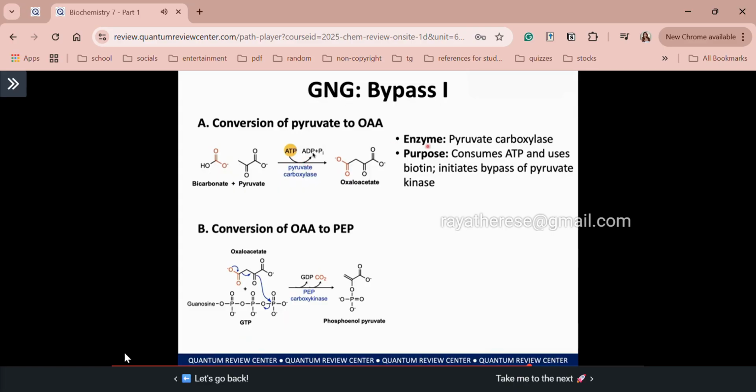Yes. So again, it consumes ATP and uses biotin as its coenzyme, and this is the initiation reaction of your bypass reactions in GNG, particularly for pyruvate kinase. Sir, where is it located? Class, your first bypass reaction is in your mitochondrial matrix, all right?